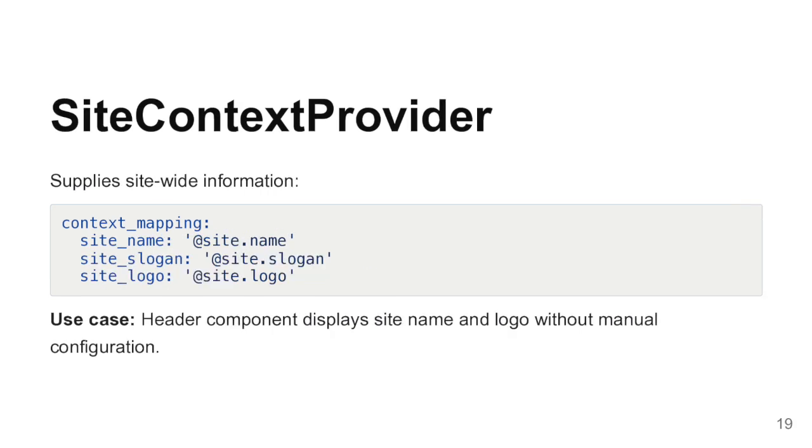The Site Context Provider gives access to site-wide information. Site name, your site's configured name. Site slogan, the site slogan. Site logo, path to the logo image. Metadata, other site configuration. The header component, for example, can display the site name and logo without any manual configuration. Change your site name in Drupal's configuration and the header updates everywhere.